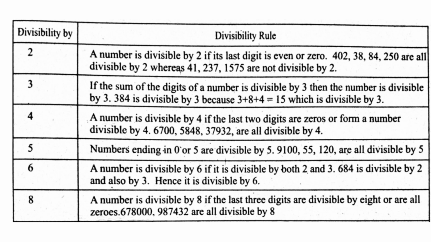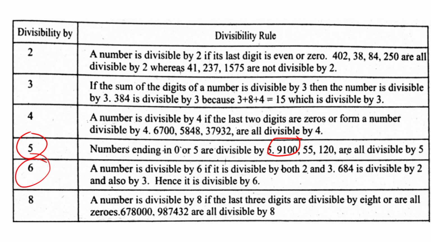Now next is divisibility by 5. In this case, for 5, the last digit of the number should be 0 or 5. We can see in this number, 9100, the last digit is 0. Like this way.